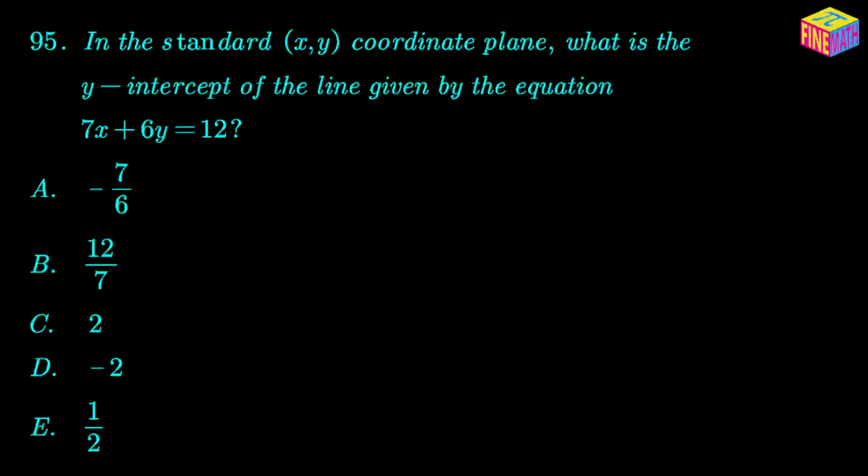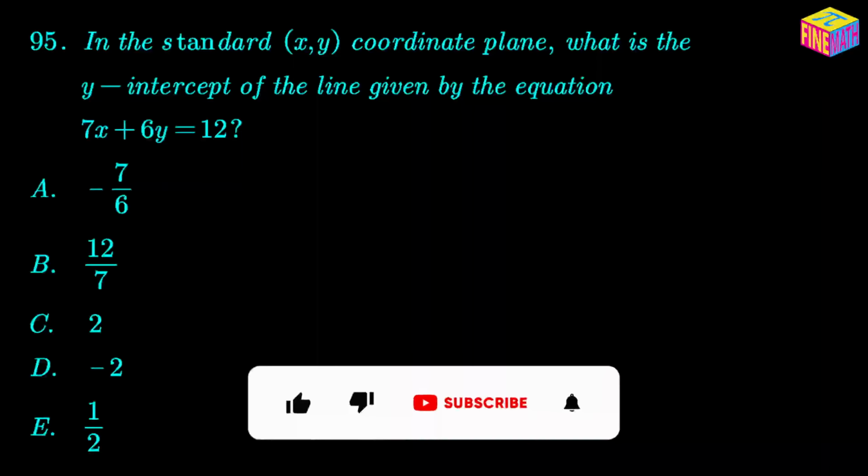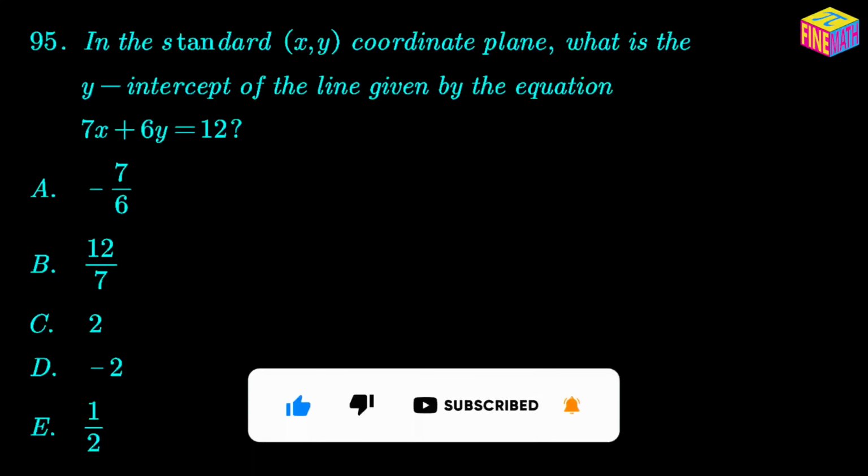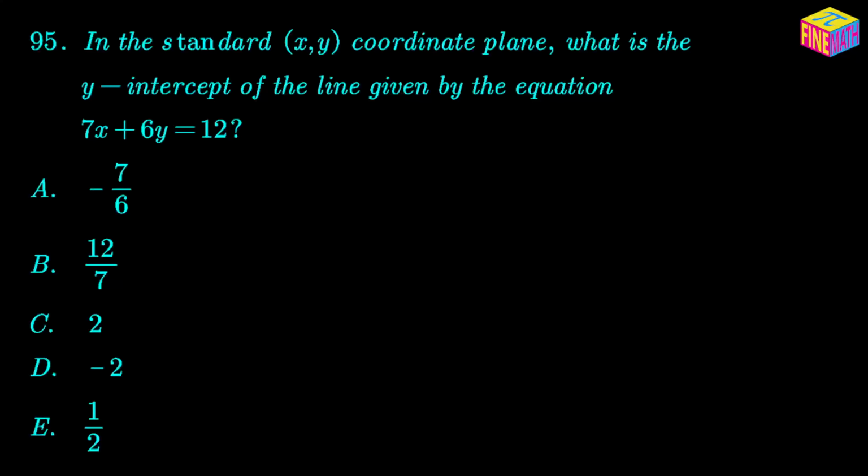So let's get started. Here the question says, in the standard xy coordinate plane, what is the y-intercept of the line given by the equation 7 times x plus 6 times y is equal to 12. So we have to find out what is the y-intercept of this straight line whose equation has been provided here, right?